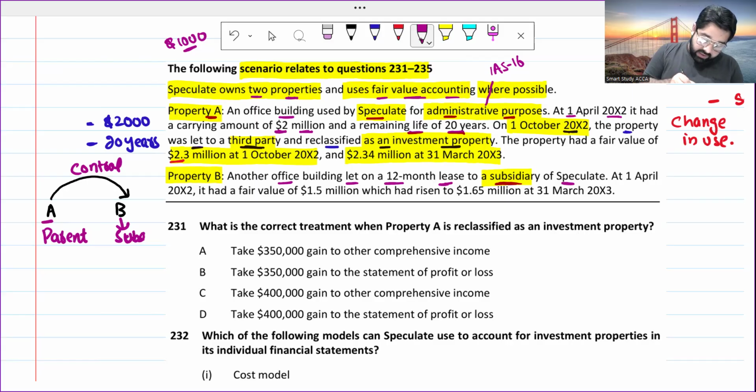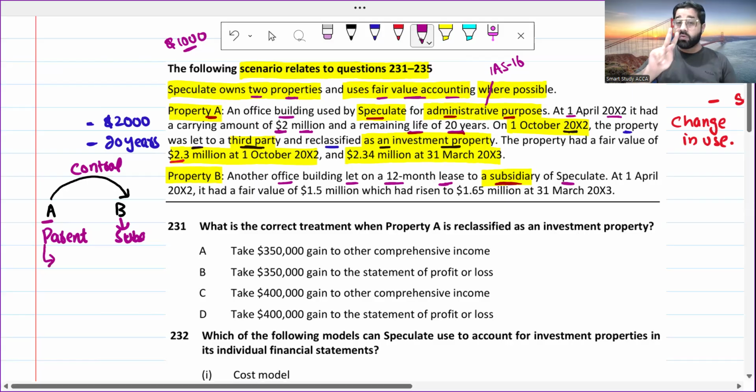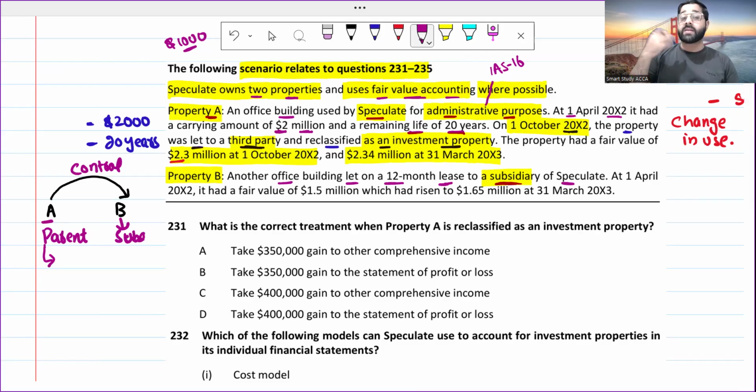Now it's the responsibility of the parent company that it will prepare the two financial statements. Now it's the responsibility of the parent company when it acquires the subsidiary company.